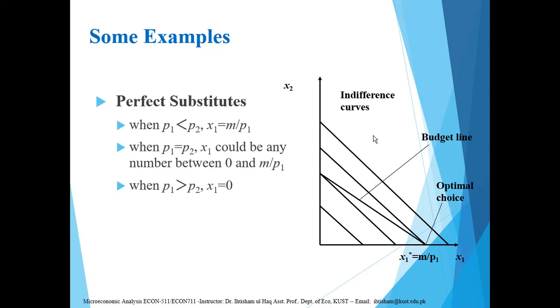So in this case, the optimal choice is taking place at x1 star, which is equal to m by p1. It is the intercept on the x-axis. So from here we can understand that it is because of this condition where P1 is less than P2, and this is the highest indifference curve that our consumer can achieve with the given budget.